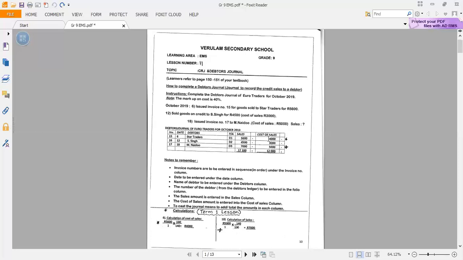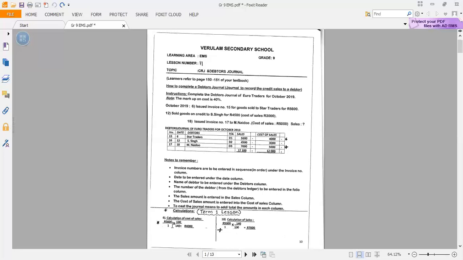And then we need to now calculate the cost of sales because it is not provided to us in the transaction. So I am going to take you to the calculations on page 10 below. Here you have calculation of the cost of sales. We have 5,600 multiplied by 100, which is the 100%, divided by 140.